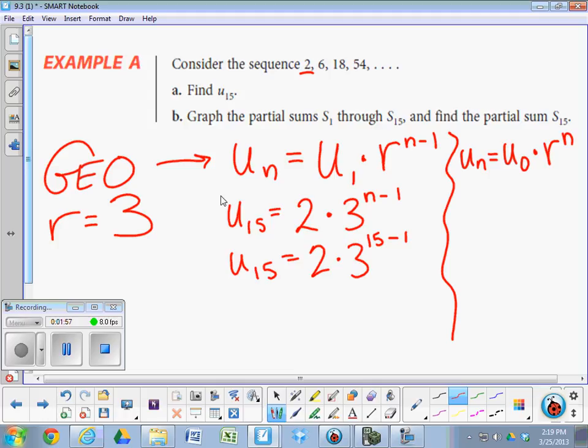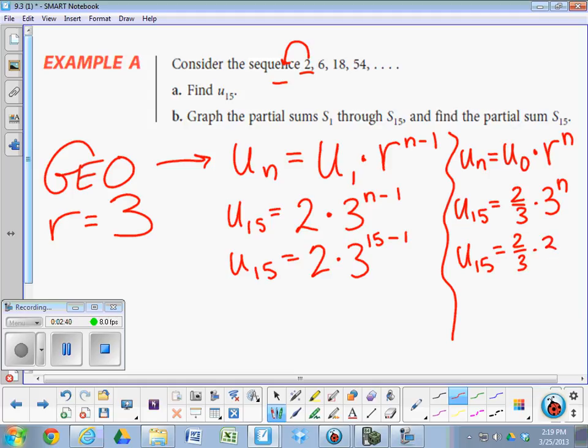If another student was doing this problem using U0, the first thing they would need to do is figure out what house would live back here. 2/3, because moving forward in this sequence you're multiplying by 3. If you go backwards in the sequence, you're dividing by 3. And what's 2 divided by 3? 0.6 repeating, or 2/3. So another student might find U15 this way: U0 times R to the nth, and they would just plug in not 15 minus 1, just 15.